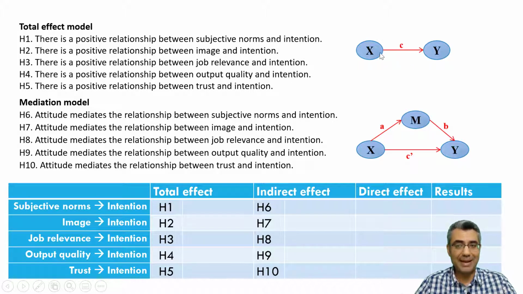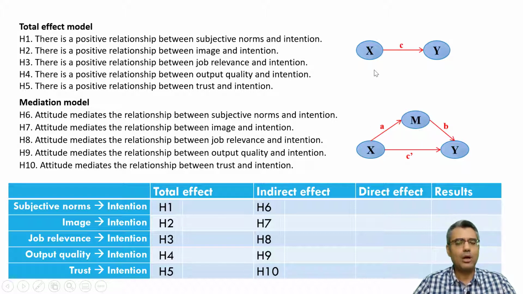There is only one path. But here, this C prime is not the total effect because part of the effect goes through M, part is going directly. So we call this through M indirect and this one direct. But now, if you add the effect of C prime to the effect of AB, you will get C. So C is the total effect. So when you add these two paths together, you get C, right?